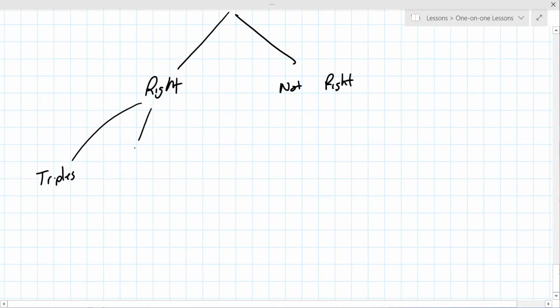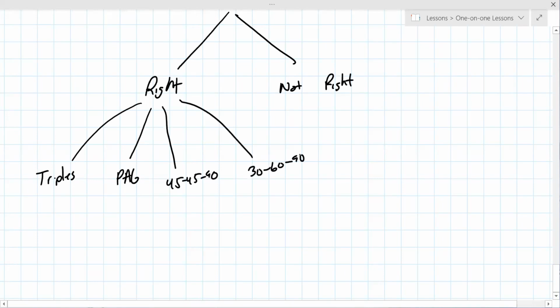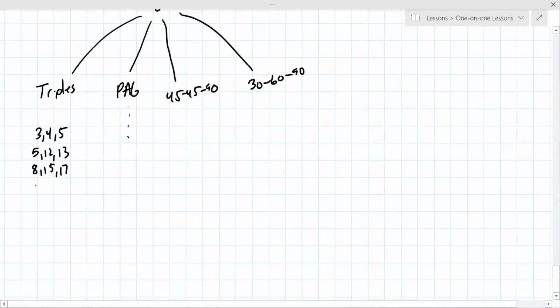Okay. Another one is the Pythagorean theorem. And another type of special triangle are these 45, 45, 90 and then 30, 60, 90. Within each of these, there are various difficulties. We've been spending a lot of time in here. I just want to remind you that there's a bunch of triples that you should know. There's an infinite number of these, but there are ones that are more common than others.